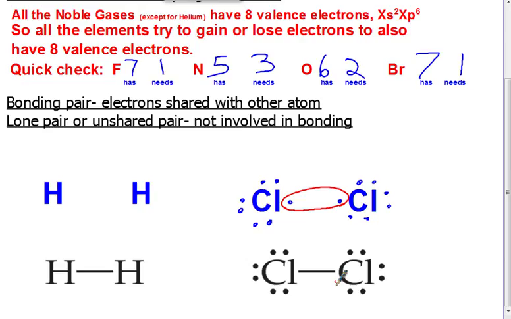Hydrogen is one of those cheaters. Hydrogen has 1. Hydrogen has 1. They share, they're at 2. What element has 2 valence electrons that hydrogen's emulating? Helium, yeah.